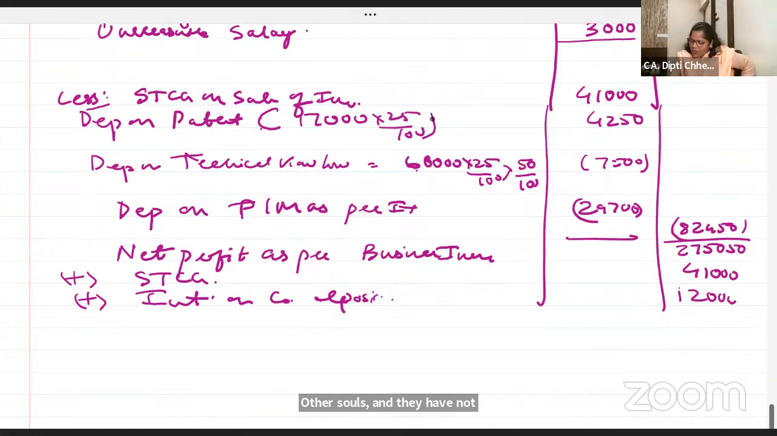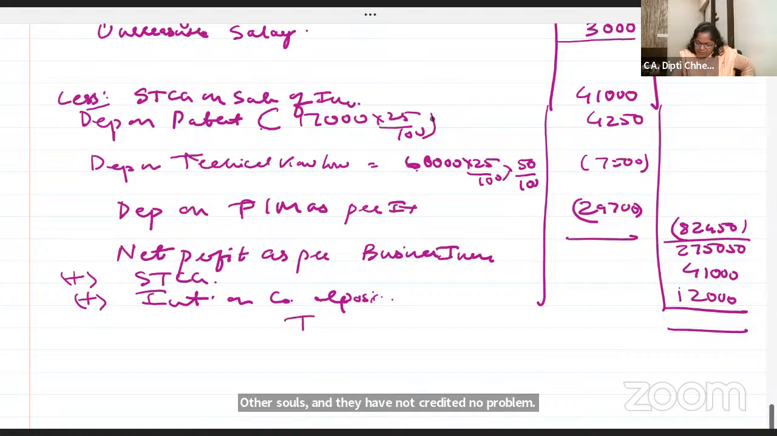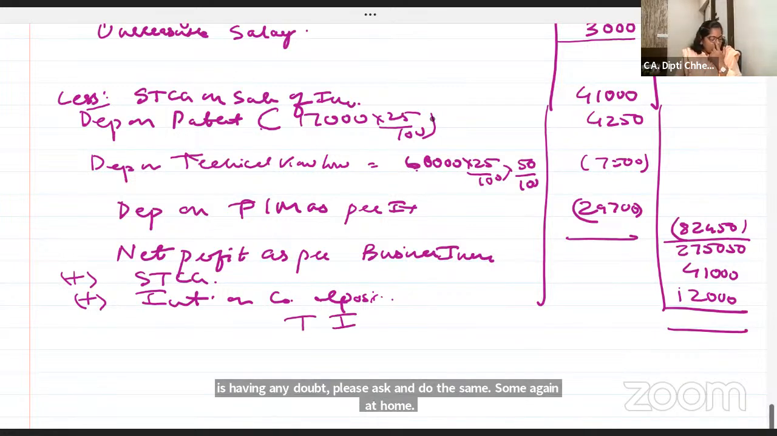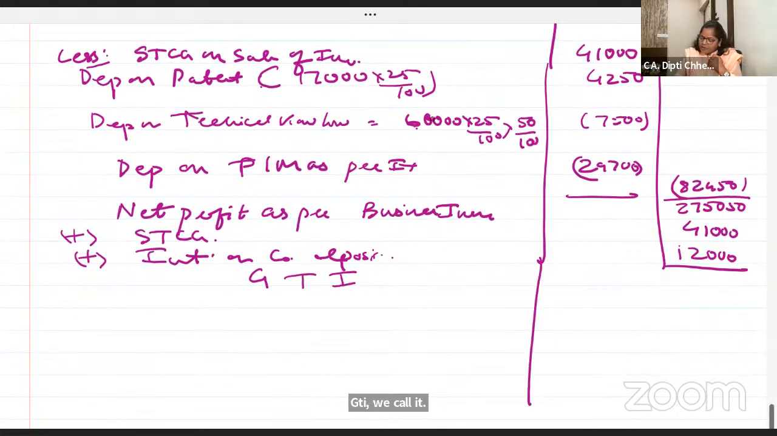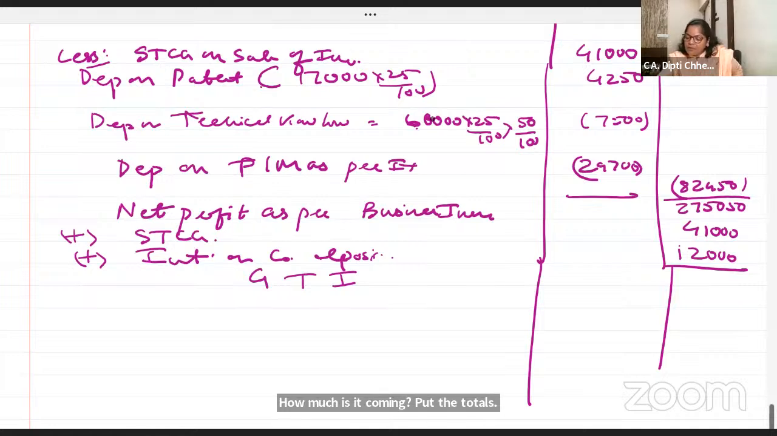Anyone having any doubt, please ask and do the same sum again at home. You'll get the answer. Gross total income, GTI we call it. How much is it coming? Put the totals. 275.